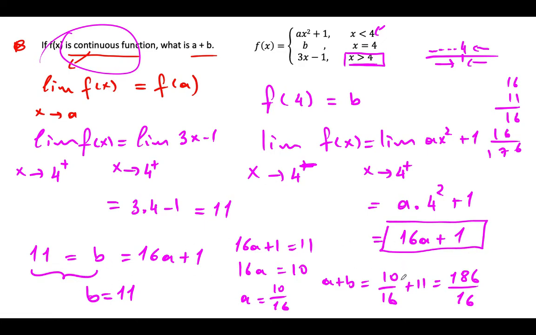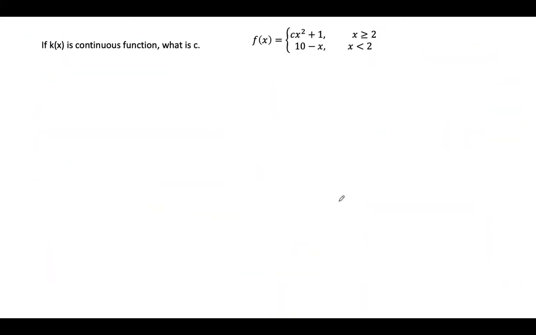Actually, it was maybe better to simplify here at the beginning. So it was 5 over 8 plus 11. But anyway, we can simplify and continue. I think that's enough. So the similar logic, if k of x is continuous function, find c.